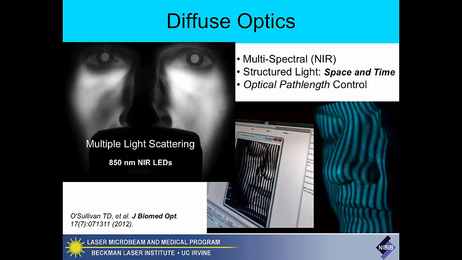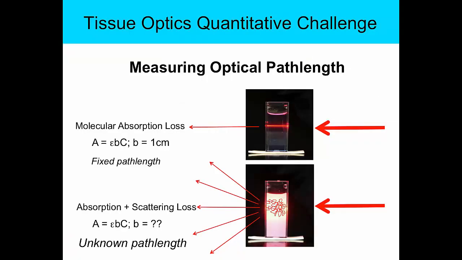And the key with all of these methods is we want to use as many wavelengths as possible to get contrast from endogenous components. We want to structure the light in space and time. So that means we'll introduce in this technique, spatial frequency domain, which you've already heard about, structuring of light in space. In this technique, we'll introduce structuring of light in time. So the key with all of these is really we want to measure optical path length.